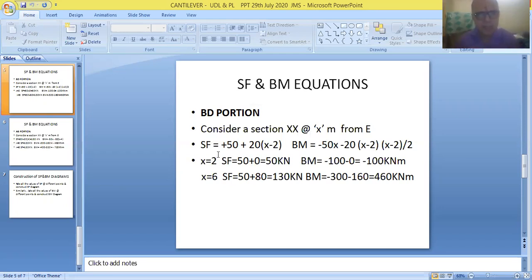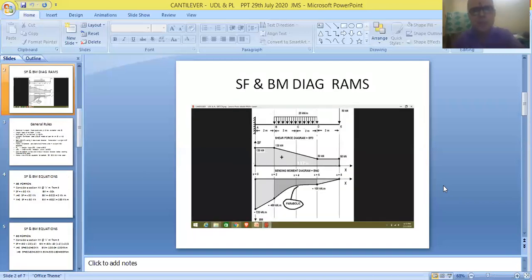Now here SF is written as plus 50 kilonewtons. And coming to UDL, it is written as 20 into (x minus 2). So that means you are considering a vertical section in this region at a distance of x meter from the free end. So the magnitude is 20, and you have to remove this 2 meters from the total distance of x meter.